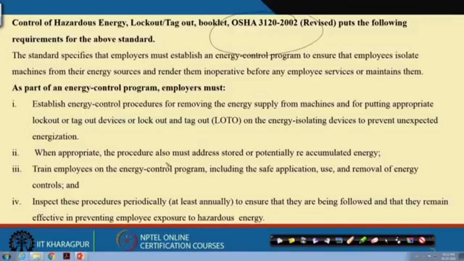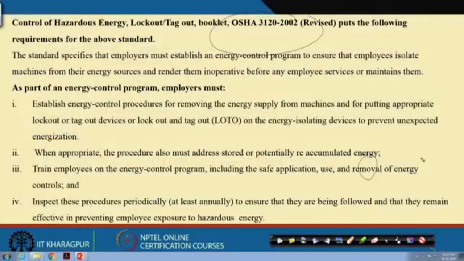When appropriate, the procedure also must address stored or potentially reaccumulated energy. Sometimes there are stored energies. What is stored energy? In a hydraulic system, say you have a crane, it goes up and down with a hydraulic cylinder. This hydraulic cylinder will take it up and bring it down.